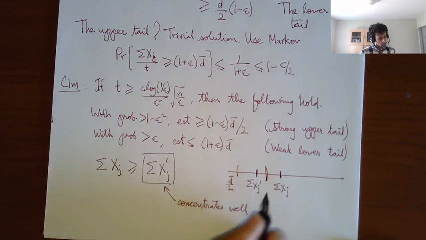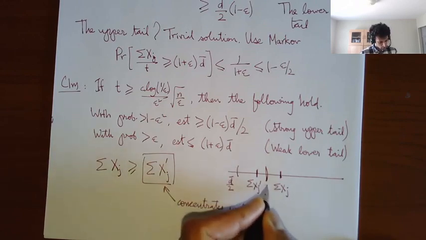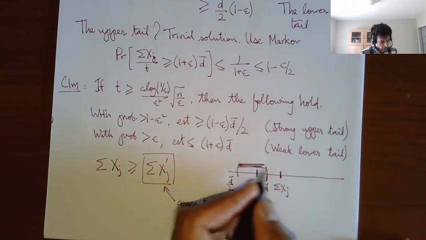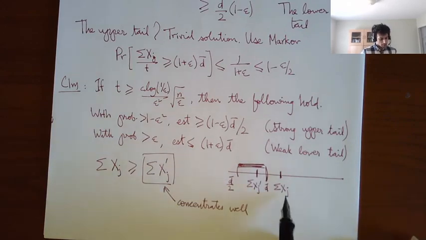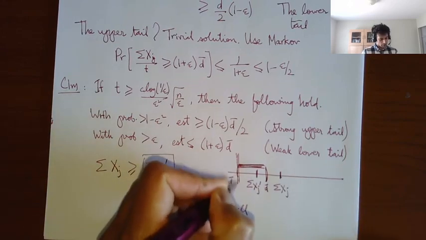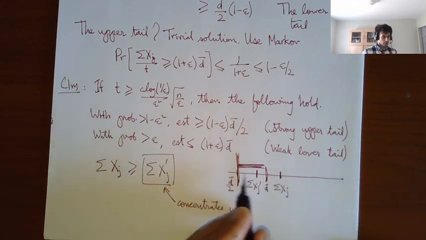Does this make sense? So summation of xj, let's say this is d over 2 and this is d bar. So we know that summation of xj prime is going to be in the desired range. Summation of xj is only greater than xj prime, but it could deviate in this direction. It's not going to deviate in this direction. So we know that it's guaranteed to lie on this side, but we don't know whether it's going to lie on this part.